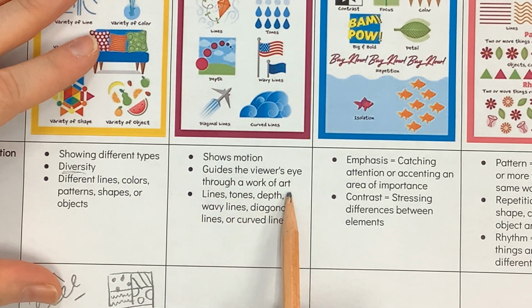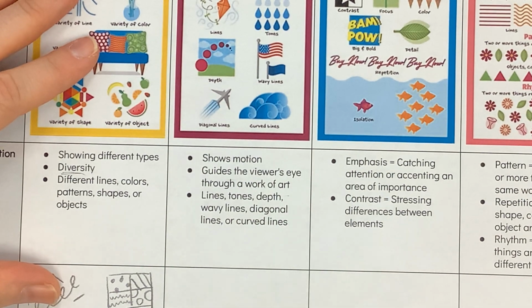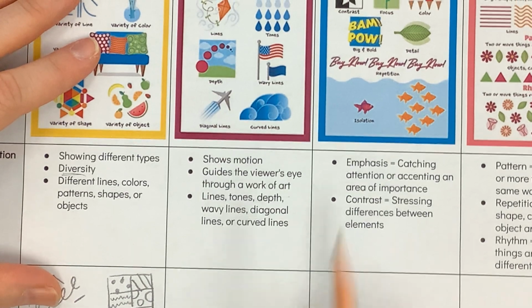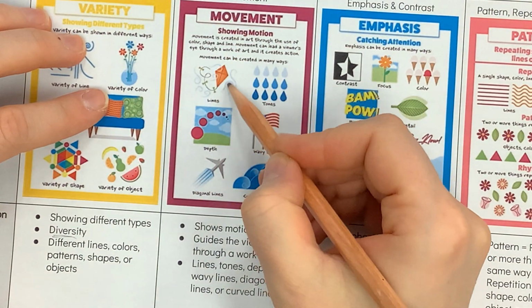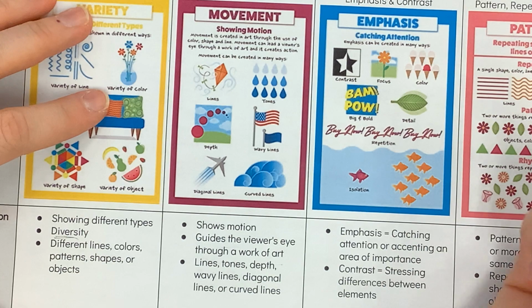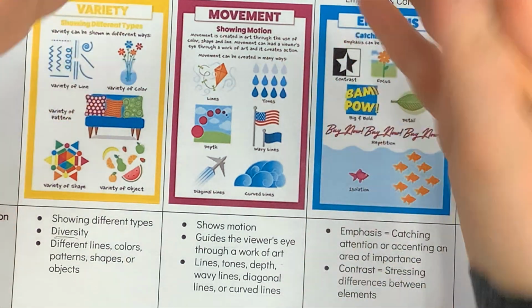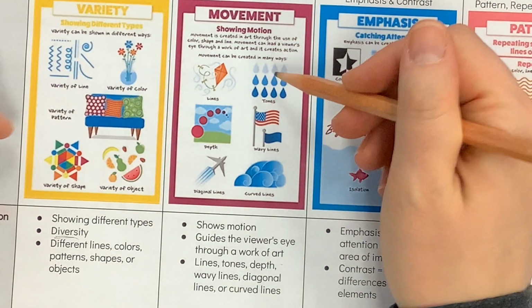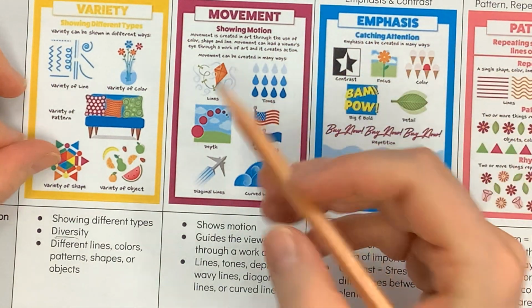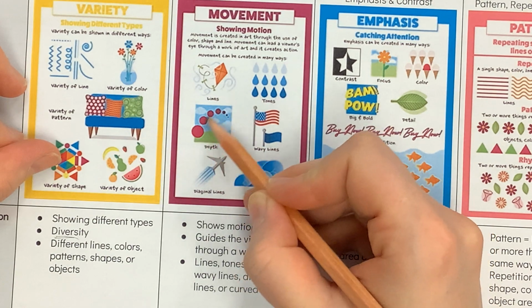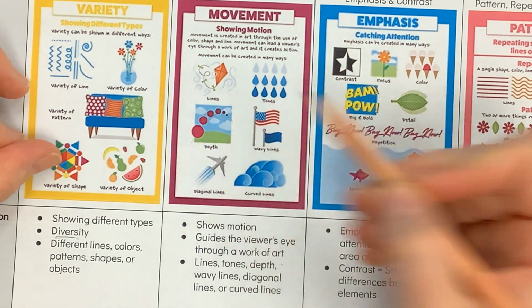The other way that we can think about it is it guides the viewer's eye through a work of art. So if your eyeball is moving around the work of art pretty consistently, that artwork probably has some good movement to it, right? So we can see up here, we've got movement from these little wispy, curvy lines going around the kite. We have movement of tones, so we can almost feel the heaviness of the water droplets dropping down. For depth, we've got the shapes. The circle's getting smaller, so our eye jumps back or forward.